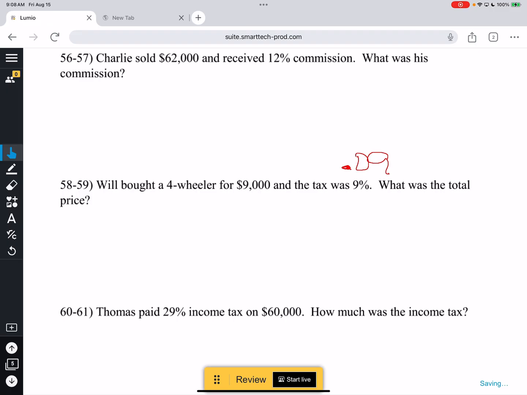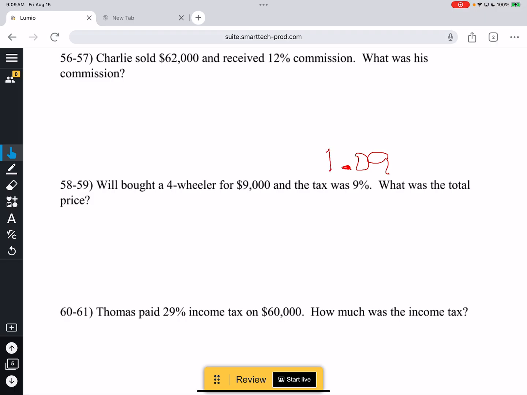Now, this time the question says, what was the total price? So when you pay for something and you're told that the price is this, do you have to pay all of that? Unless it's on sale. But do you have to pay that whole amount? Yes. So he's having to pay 100% of the price and the tax. So we use what number to show that? 1. We throw a 1 in front of our tax.